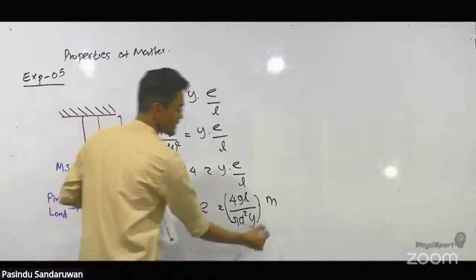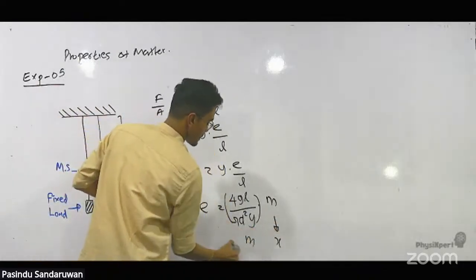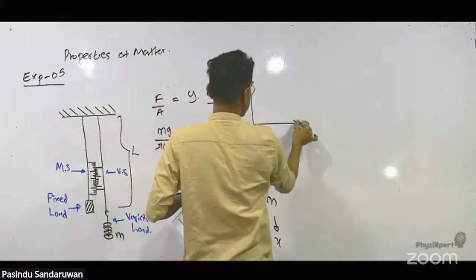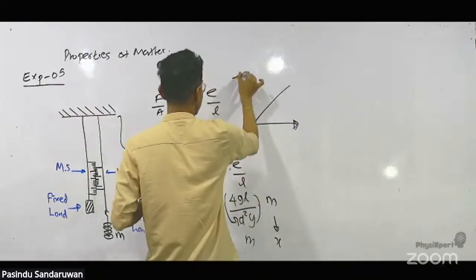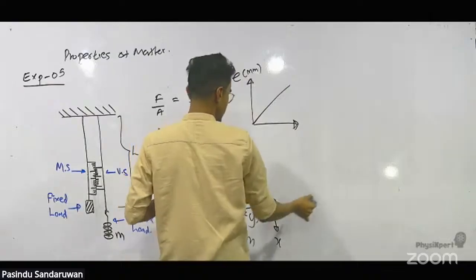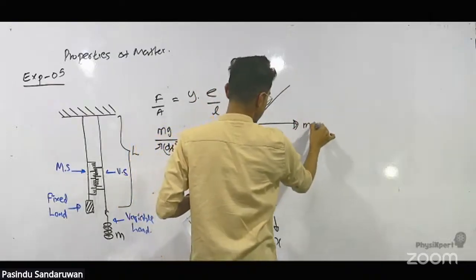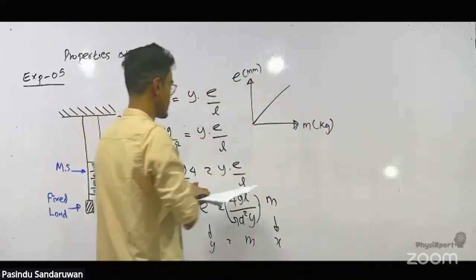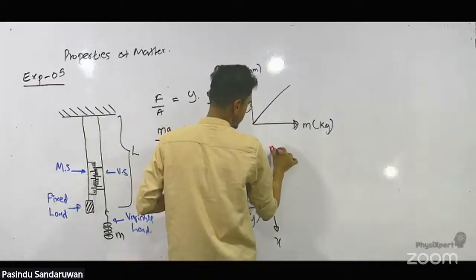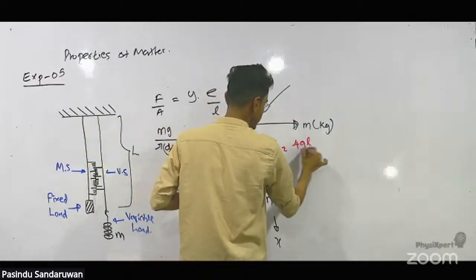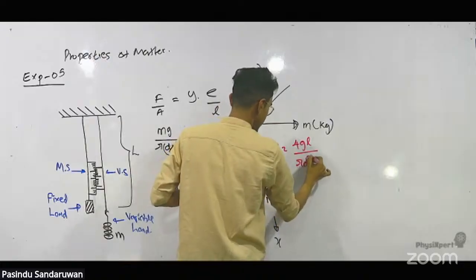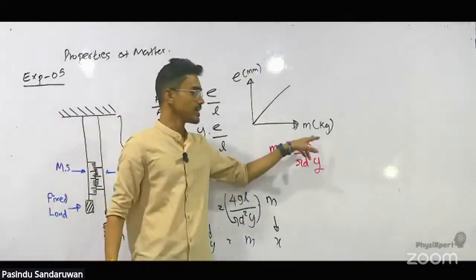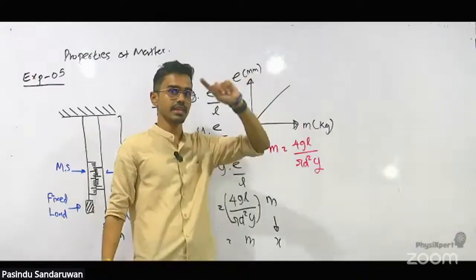Now we can draw a graph between mass and extension. The graph is y equals mx, where the extension e is in millimeters and the mass is in kilograms. The gradient of the graph is 4gl over pi d squared Y. Now 4 is 4, g is known, and L, the initial length, can be found.